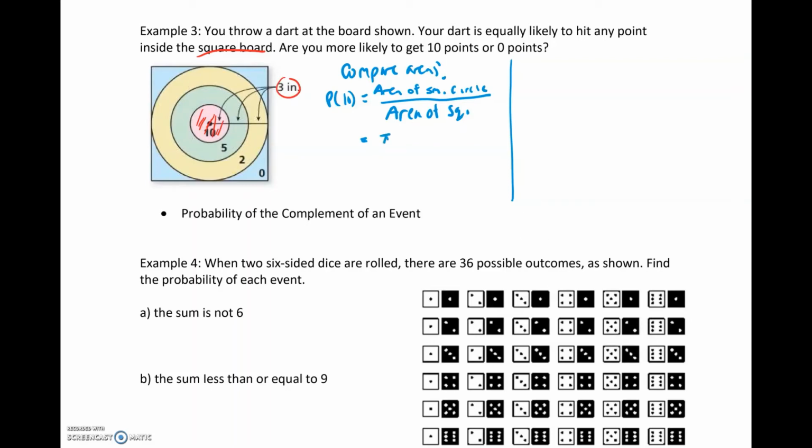So pi times 3 squared over, then how do we figure out the area of a square? Well, area of a square is length times width. All the 4 sides are exactly the same, so we can just do side squared.